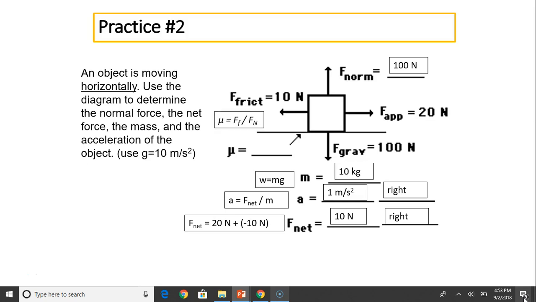To find mu, we use the equation mu equals Ff over Fn. This is derived from Ff equals mu times Fn. So mu equals 10 divided by 100, which gives you 0.1.